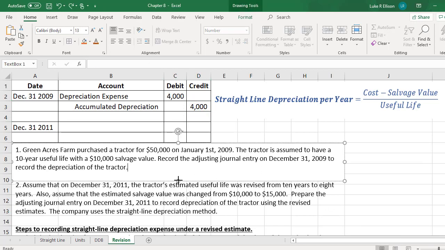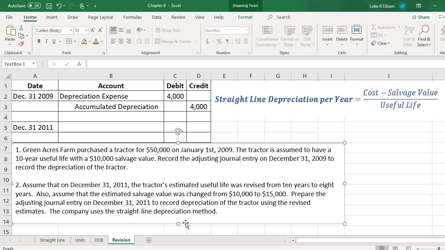So if we look at the next part, it says assume that on December 31st, 2011, the tractor's estimated useful life was revised from 10 years to 8 years. Also assume that the estimated salvage value was changed from $10,000 to $15,000. Prepare the adjusting journal entry on December 31st, 2011 to record depreciation of the tractor using the revised estimates. Once again, the company uses the straight line method of depreciation.